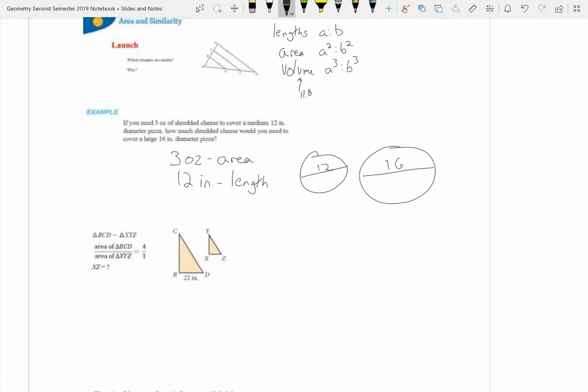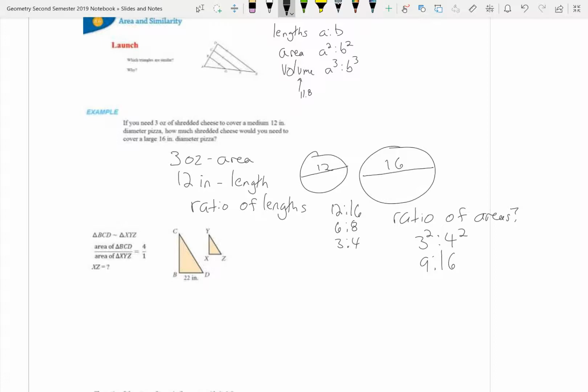So the ratio of the lengths is going to be 12 to 16, which is 6 to 8, which is 3 to 4. I like to write it as small as possible. So what's the ratio of the areas? Well, that's going to be 3 squared to 4 squared, like we saw above. So that's 9 to 16.